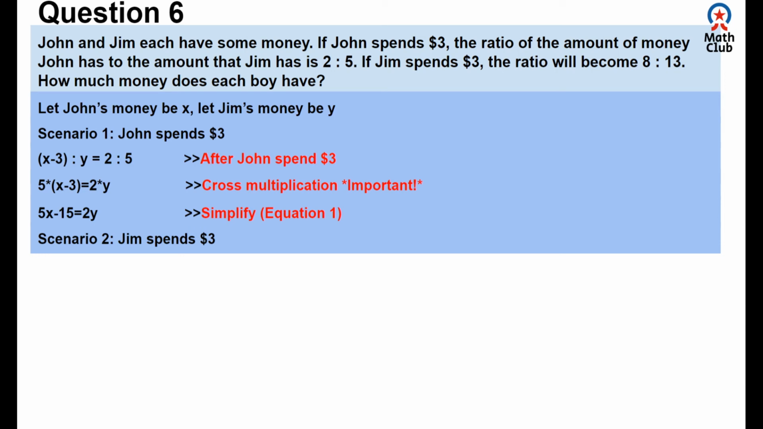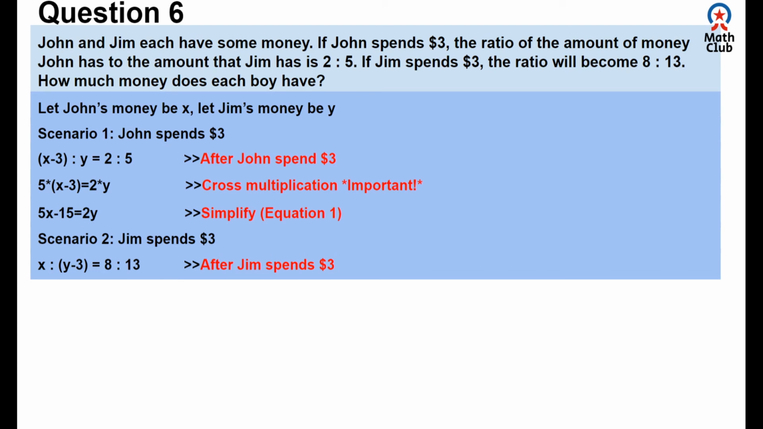And the next scenario is when Jim spends $3. So we can form an algebraic statement: x is to (y minus 3) bracketed equals 8 is to 13. This is when Jim spends $3.